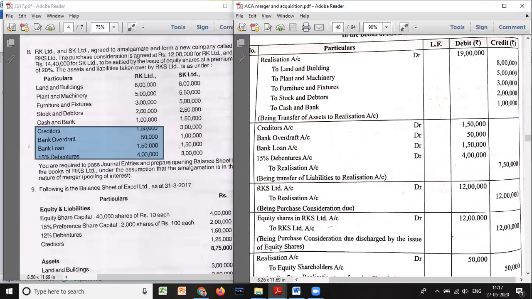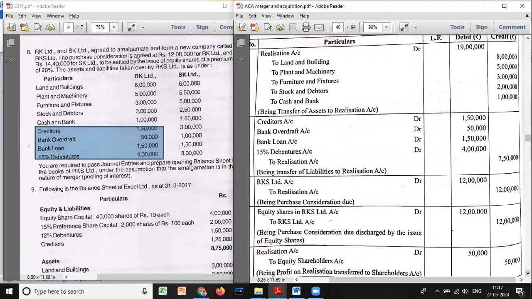Next, they are discharging through issue of equity shares. So what you have to write? Equity shares in RKS Limited account 1 lakh to RKS Limited, which is debited here, will be credited here. Equity shares in RKS Limited account debit 1 lakh to RKS Limited account, being PC due discharged by the issue of equity shares. Next one.